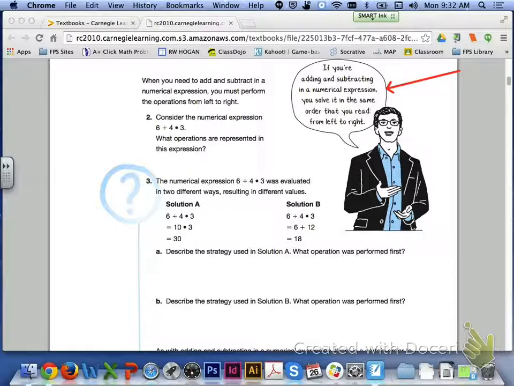Let's take a look at the top of page 463. If you see our little helper here in the word bubble, just like I mentioned before, if you're adding and subtracting in a numerical expression, you solve it in the same order that you read from left to right. But now let's take a look at number 2. It says, consider the numerical expression 6 plus 4 times 3. It says, what operations are represented in this expression? So go ahead and answer that and answer number 3 as well. Take a look at solution A and solution B and describe the strategies that were used for both of them.